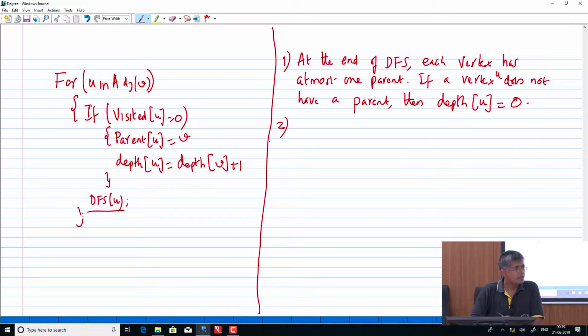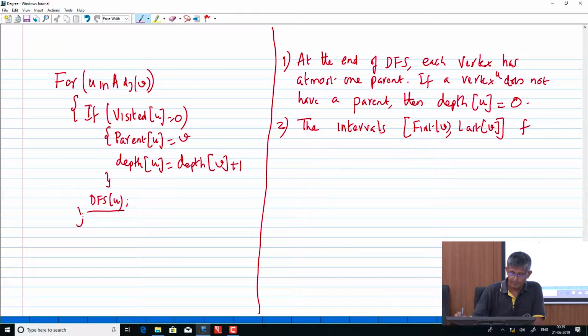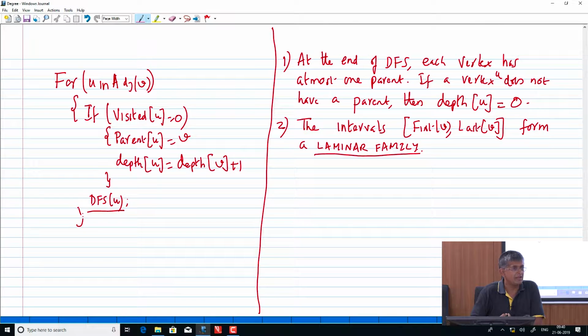Two, you may not find this in a textbook, but this is a common theme that shows up in analysis of algorithms repeatedly. You can Google the word laminar family and you will find so many different results where the concept of laminar family shows up in analysis of algorithms. Right? So the intervals first of V and last of V form what is called a laminar family. What do I mean by a laminar family?